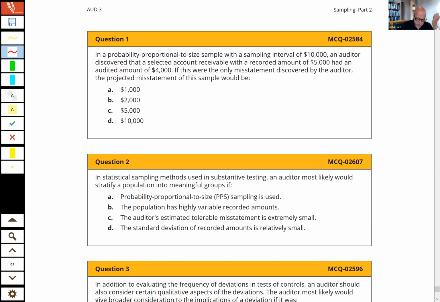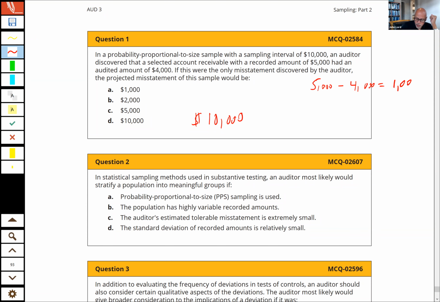So we're using PPS. We have a sampling interval of 10,000. Now, if I'm working this question, I'm sitting there and I'm sticking that 10,000 down there because I know that that is my interval, and I'm probably going to apply some tainting to that. An auditor discovered that a selected account receivable with a recorded amount of 5,000, so that's the book value, had an audited amount of 4,000.